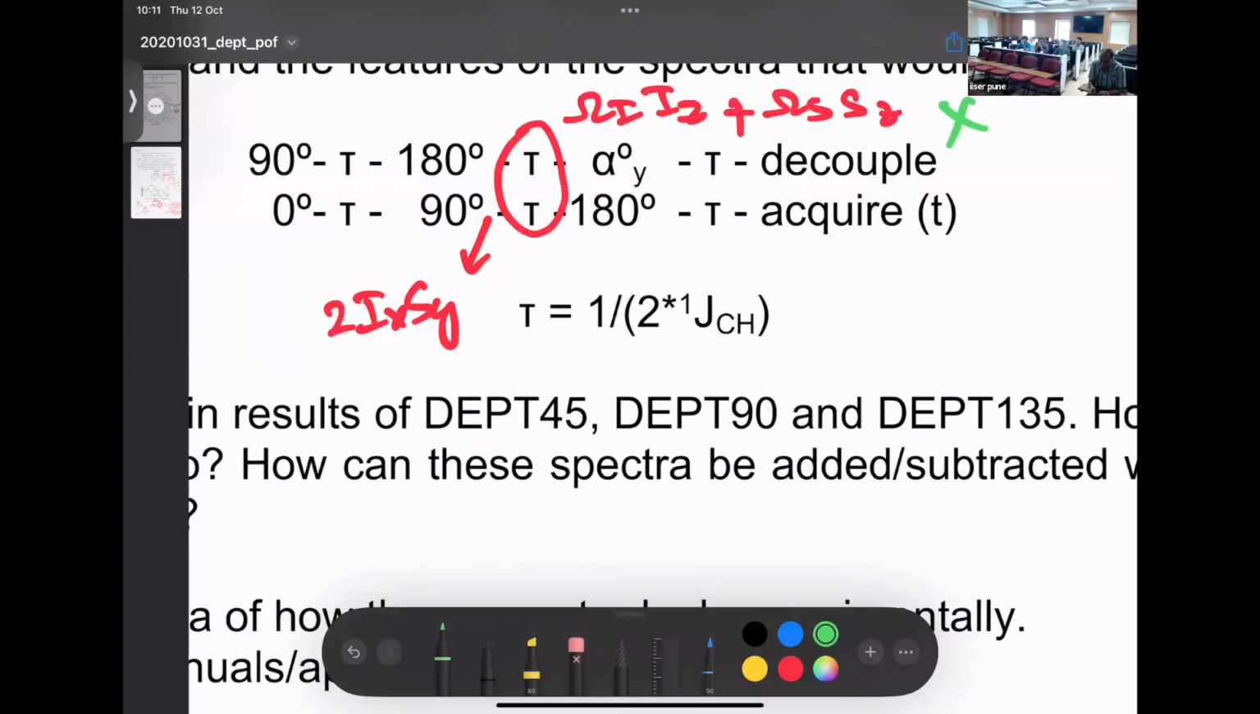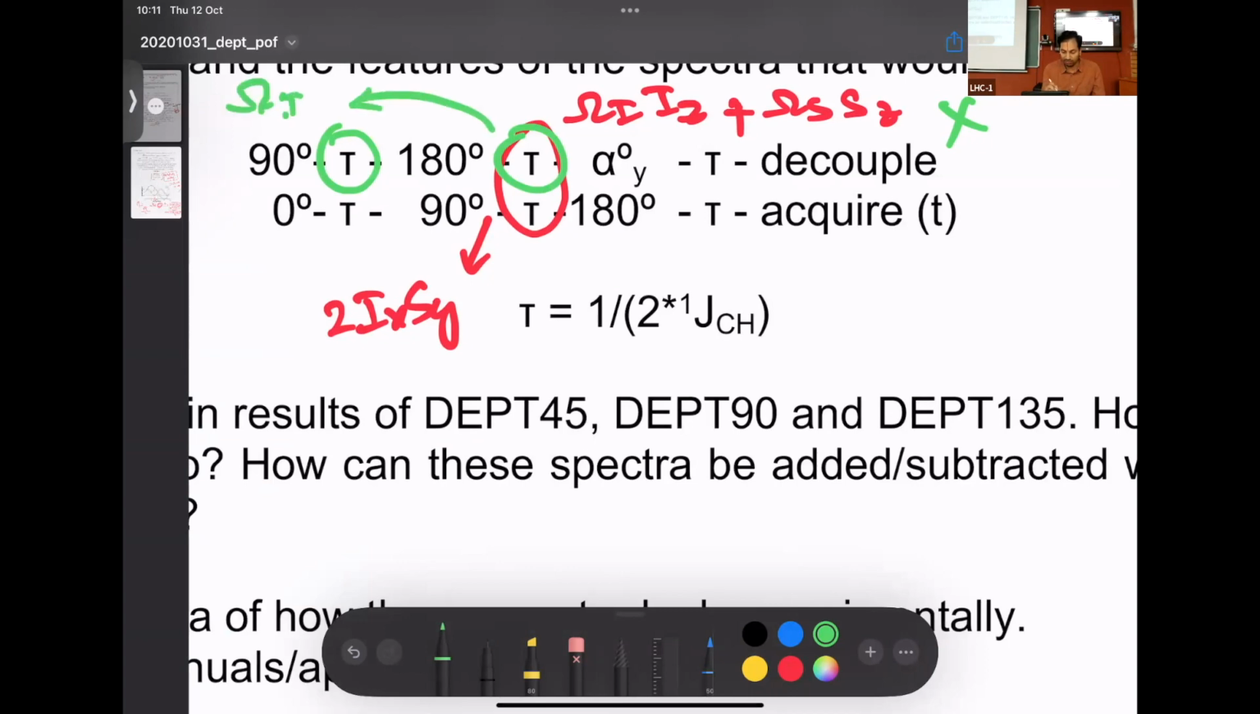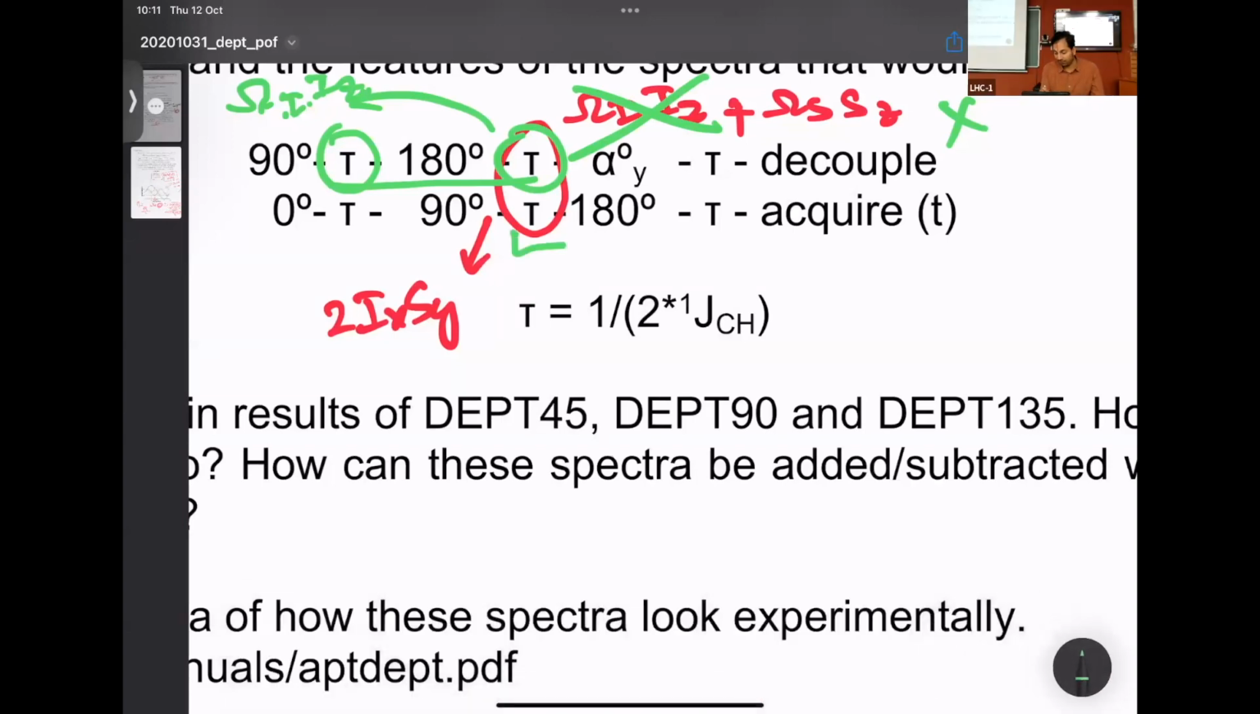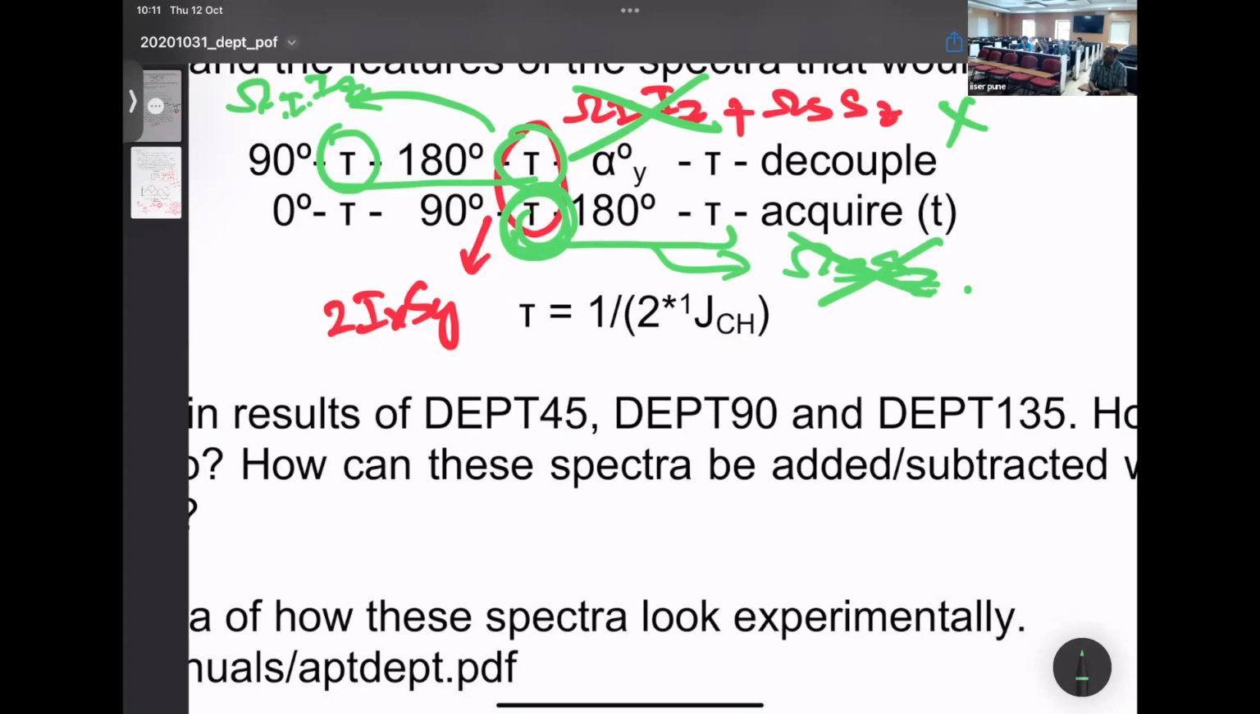I want you to go back and remind yourself of why we said initially omega I will not evolve. We know for a fact that in a tau 180 tau, chemical shift gets refocused. So therefore, in this tau delay, we started with saying this will not evolve at all. Now the next step that happens is that you have another tau 180 tau, which will refocus omega S SZ. So therefore, this component will not evolve with omega I IZ or omega S SZ. So that is a smartness that comes in.